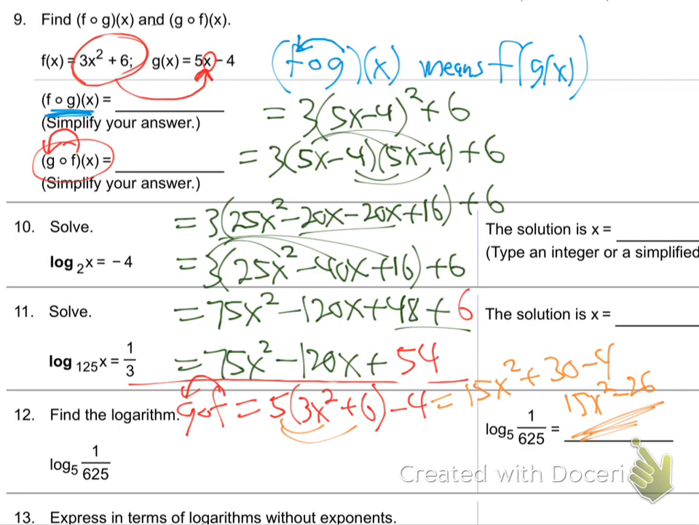Does it make sense? The little circle thing means plug the right function into the left. Functions always go right into left.